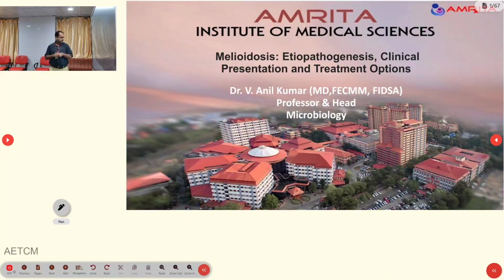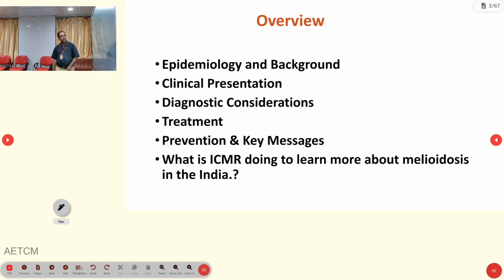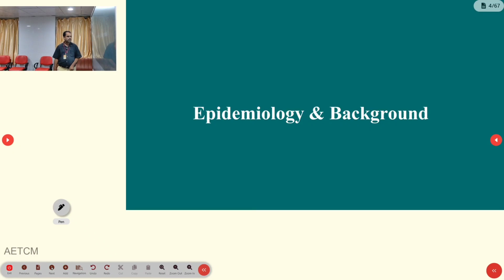The objective of today's class would be to sensitize you on melioidosis, to know what melioidosis is, what the risk factors are, what diagnostic challenges we face, and treatment. Treatment is very important because treatment depends on the name of the organism, so we have to get it right. And I will describe what ICMR per se is doing for melioidosis through this study that we are doing here in Amrita. So these are all the subheadings we will cover: epidemiology, clinical presentation, diagnostics, treatment, prevention, and ICMR.